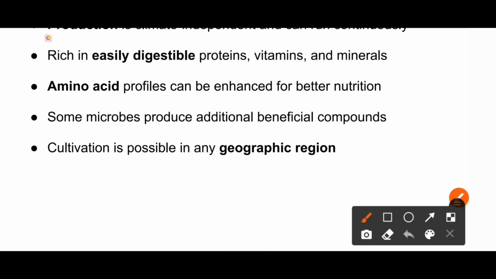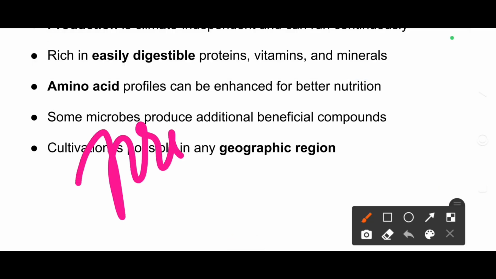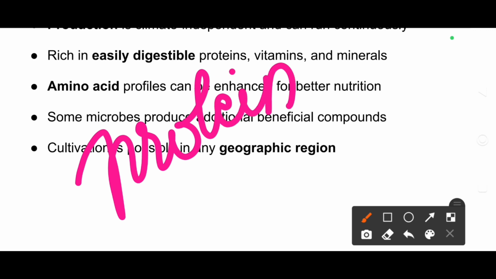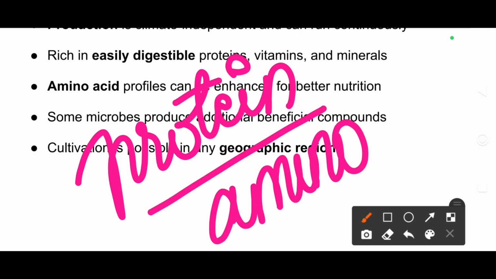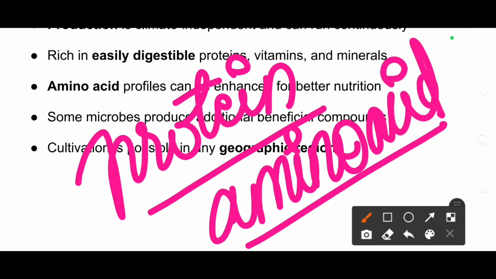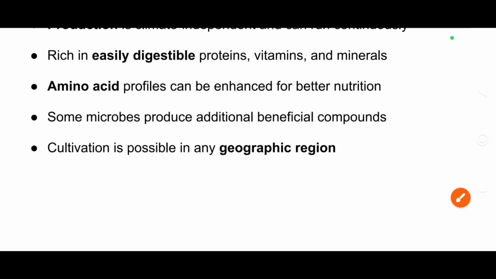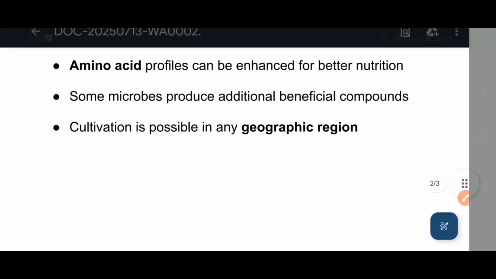So what is amino acid? We all know that protein is made up of amino acids, right? The building block of protein is nothing but amino acid. This amino acid is very important for our protein needs, and we get it from the SCP, and it fulfills all the requirements. So amino acid profiles can be enhanced for better nutrition.